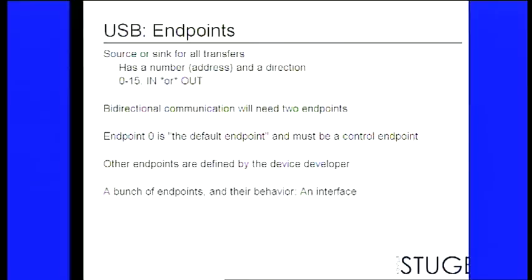So the question is, I mentioned 127 devices, and now I'm saying 0 to 15 addresses. There can be 127 devices, and each device can have a number of endpoints. And now we're looking at the endpoints and seeing that each endpoint within a device will have a number between 0 and 15. And also the direction in or out. So a maximum total would be 16 times 2 in and out times 127 devices. Does that answer the question?